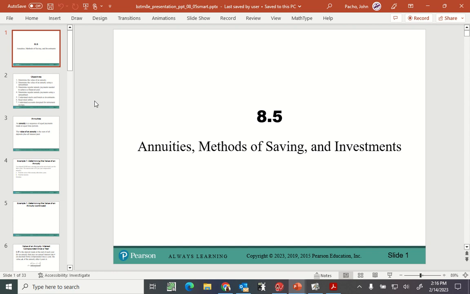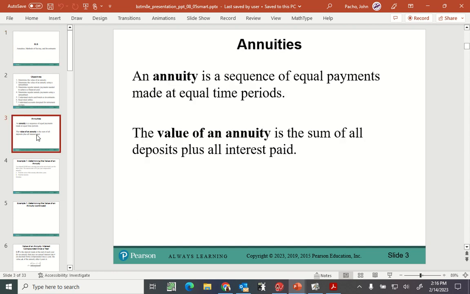Anyway, annuities, methods of saving and investment. So, again, for those people that are trying to watch at home, the smartboard is not working. So I'm going to show you item by item how to put this in the calculator, and we're going to take notes. When we take the notes, you're going to write down all these things on the slides. I'm going to walk around and make sure you guys are taking care of this.